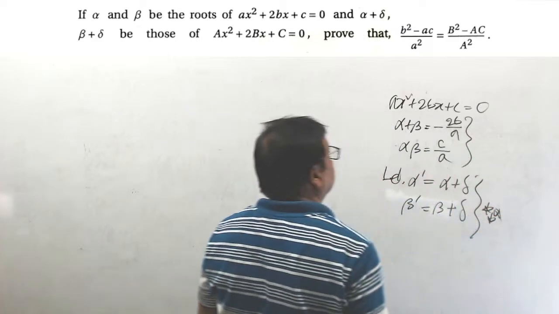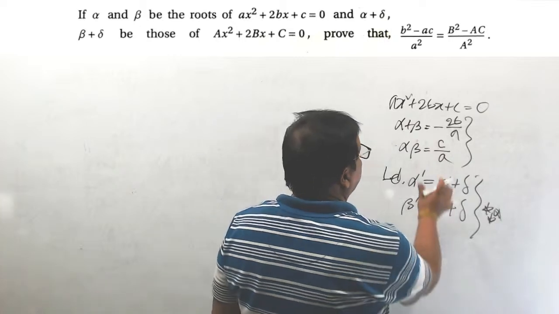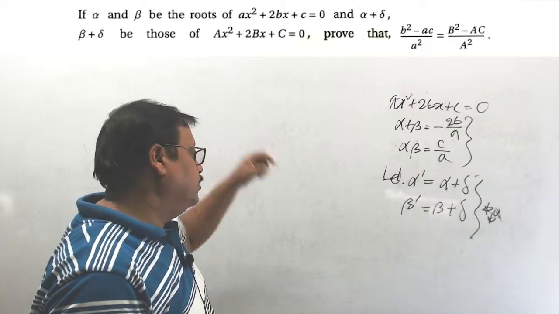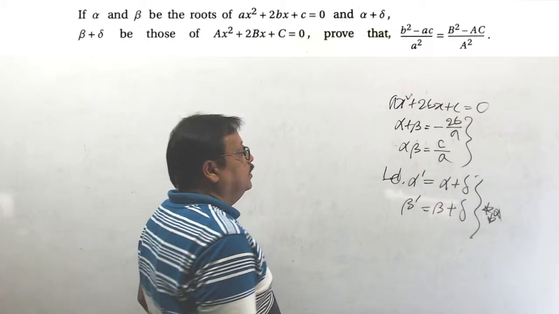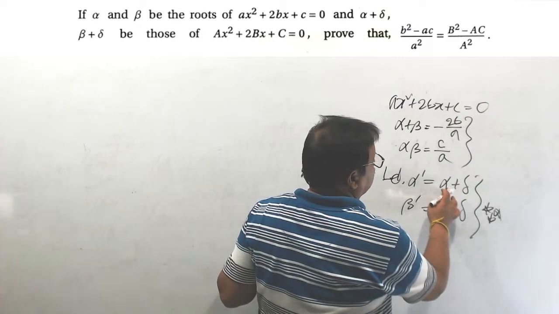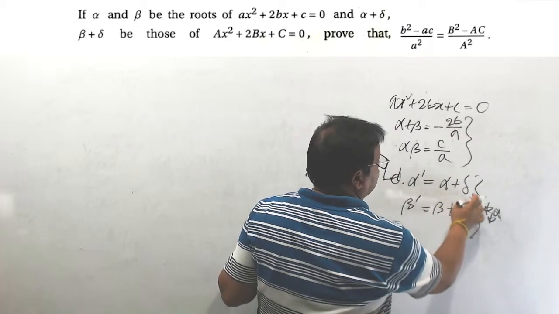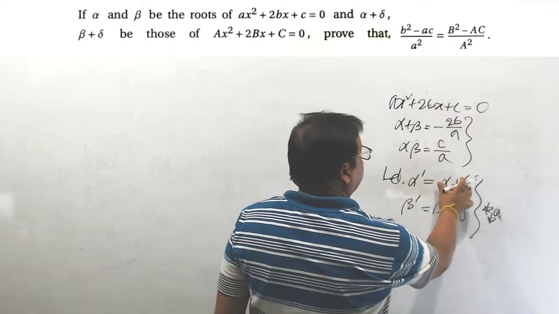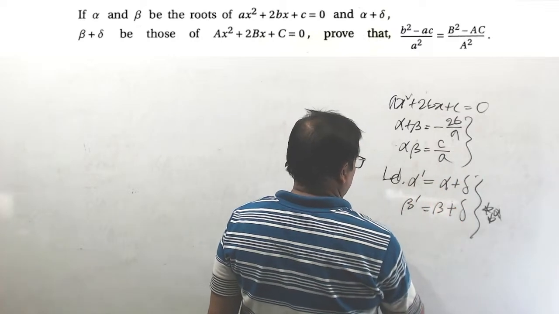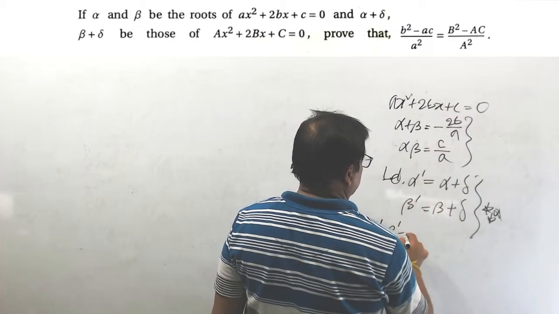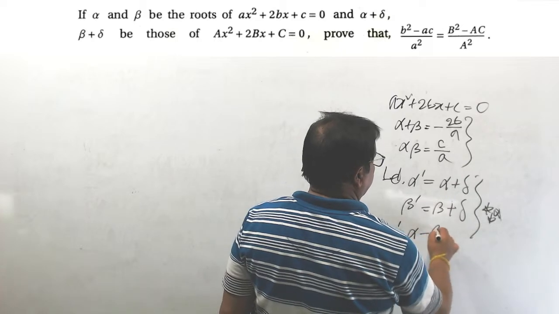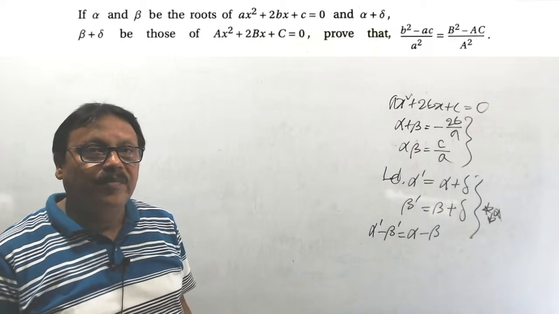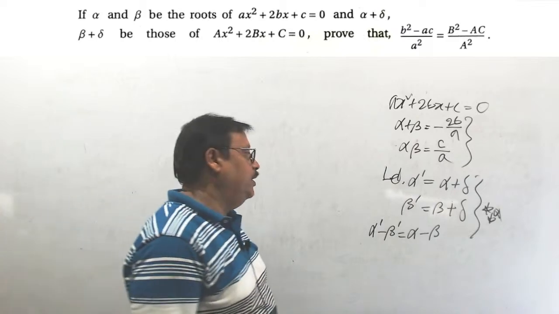Very important trick. Okay. If you can remember this trick, then your problem is solved. Now see, for both equations, delta is common. Isn't it? Delta is common. So if you subtract, that is alpha dash minus beta dash, then you are getting alpha minus beta. Delta will be eliminated. Understood? Delta will be eliminated.